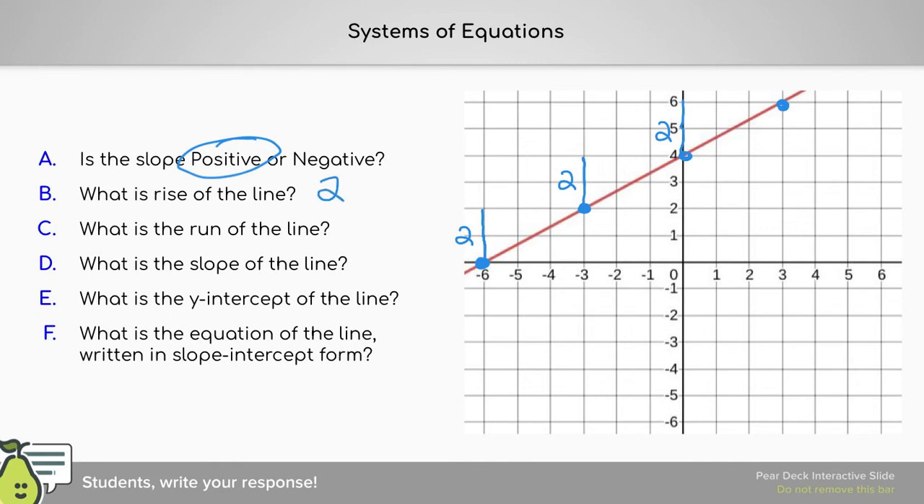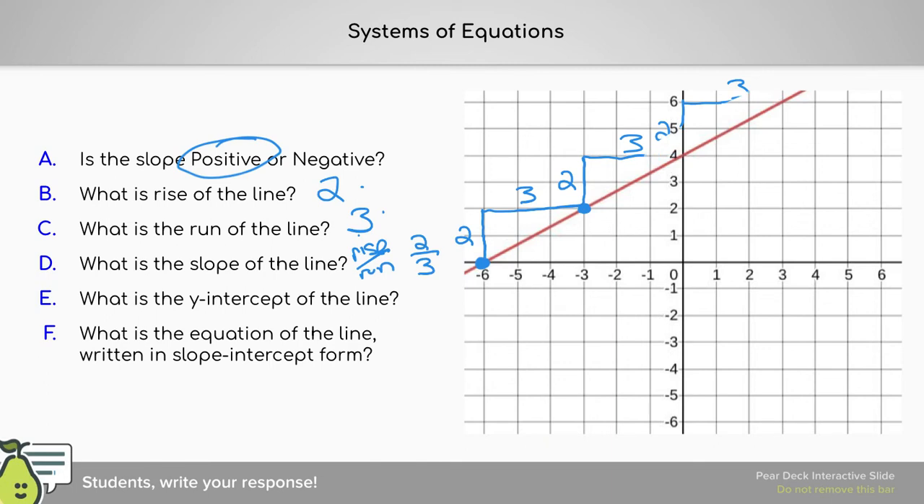Now, what is the run of the line? Again, to get from one perfect point to another, we're going to run to the right: 1 space, 2 spaces, 3 spaces. So our run is going to be 3. Finally, what is our slope? Well, slope is a ratio of our rise over our run. In this case, we have a rise of 2 and a run of 3. So our slope is going to be 2/3, 2 over 3.